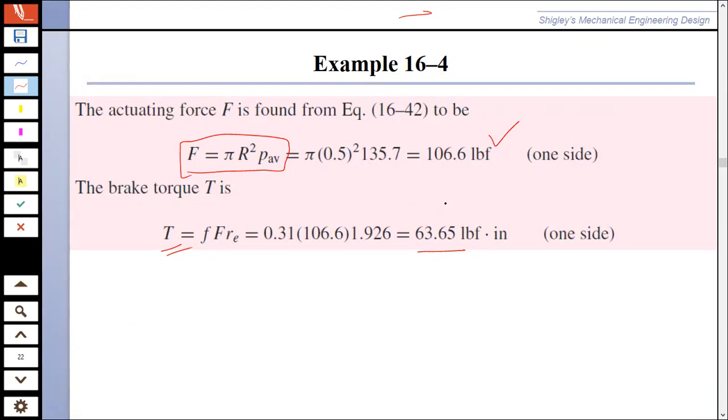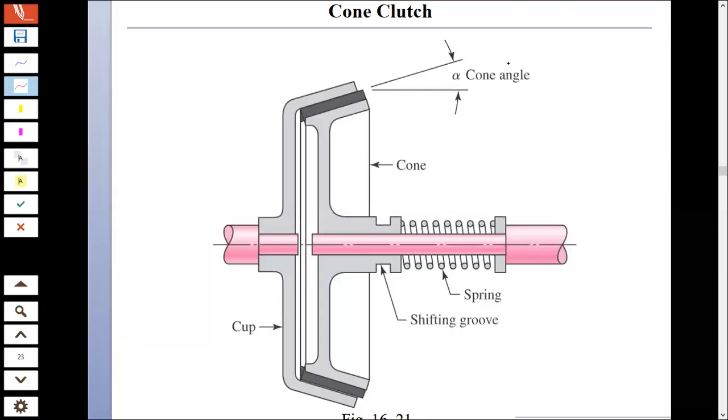Okay. Now there is another type of clutch which is known as the cone clutch. And how does the cone clutch work? Though there is this figure, let's say that we have the engine over here, or a power source, or a prime mover, and this is rotating this shaft.